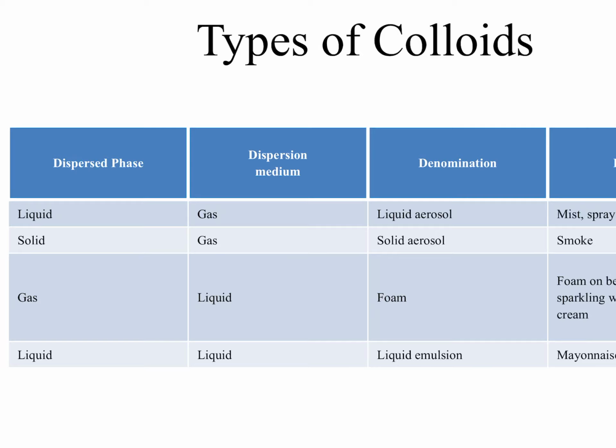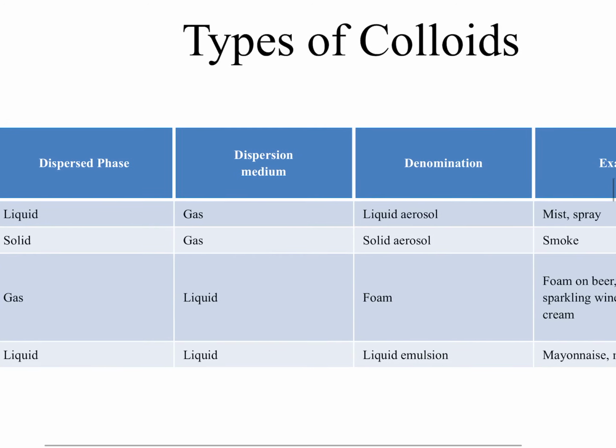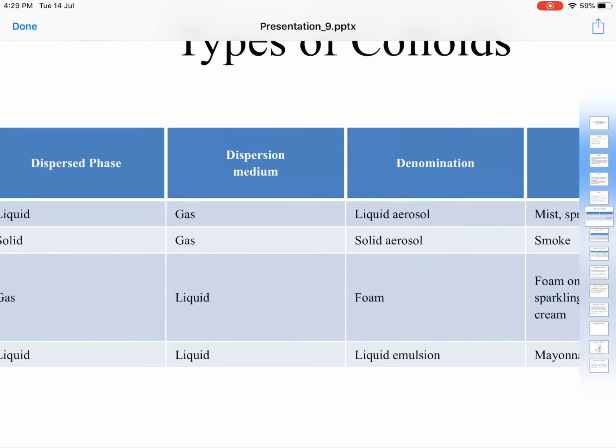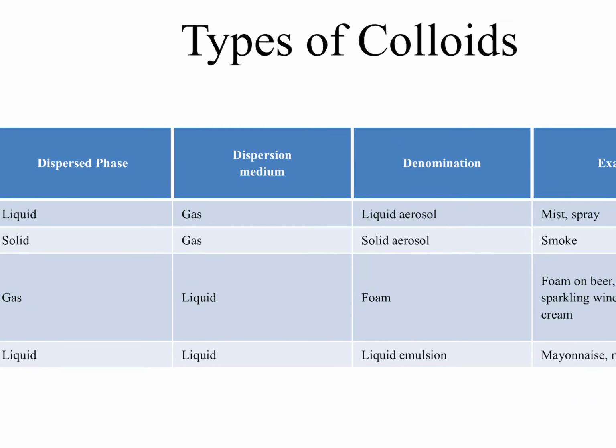Next, the dispersed phase is gas and the dispersion medium is liquid, gas in liquid. It's called foam. Foam on beer, sparkling wine, cream, all these are examples of gas in liquid.